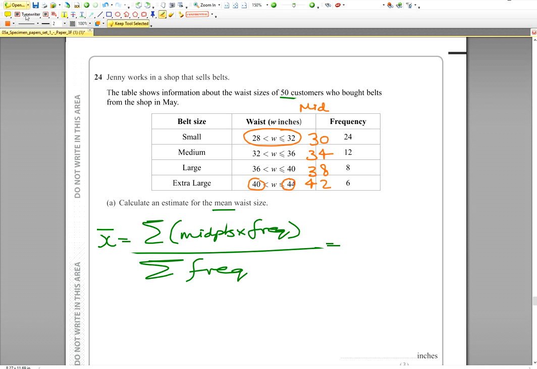Okay, what do we do with the numbers 30 and 24? We times them all, that's right. And the answer is 720. So let's get some answers now. What do we get first? 720, and then 408, 304, and 252.